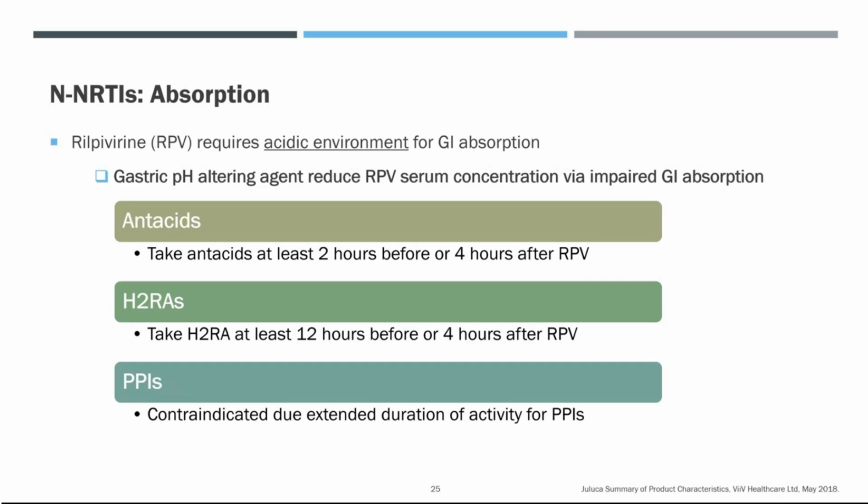However, PPIs have a way longer duration of activity compared to antacids and H2RAs, so they are contraindicated with rilpivirine since they will decrease rilpivirine GI absorption. So my question here is, does that apply to those of you who prescribe Cabenuva? Does this apply to the Cabenuva injection or no? No, it does not apply to the rilpivirine injections, since all of these absorption issues are within the GI tract. So if you're injecting them, it doesn't matter.